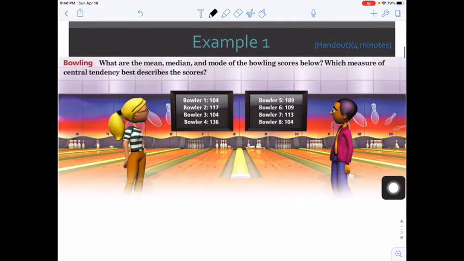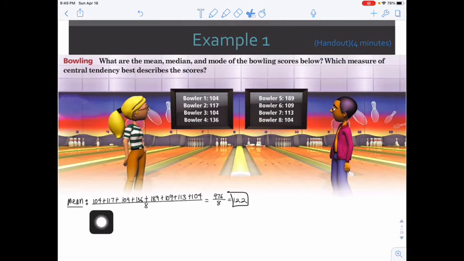Example 1 says, what are the mean, median, and mode of the bowling scores below? Which measure of central tendency best describes the scores? We have bowler 1 with 104, bowler 2 had 117, bowler 3 had 104, bowler 4 had 136, bowler 5 had 189, bowler 6 had 109, bowler 7 had 113, and bowler 8 had 104.